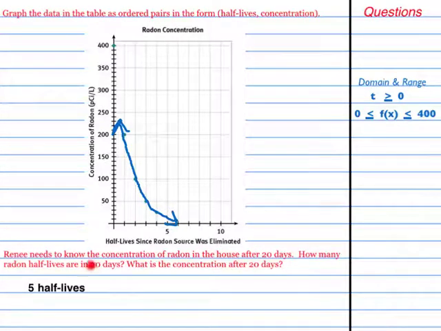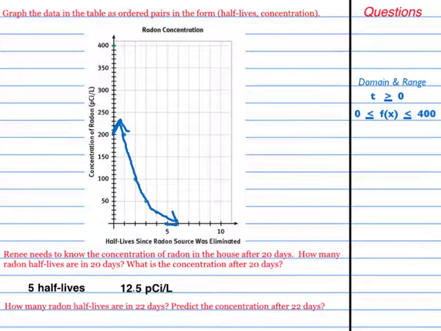So I know 20 days is 5 half-lives. Once again, the half-life of radon is 4 days. So if I go out to 20 days, that's 5 half-lives. And that's going to give me a PCI per liter of 12.5. Once again, if you just keep halving it every time you go down, you end up with 12.5.